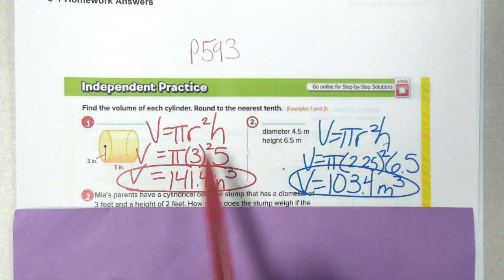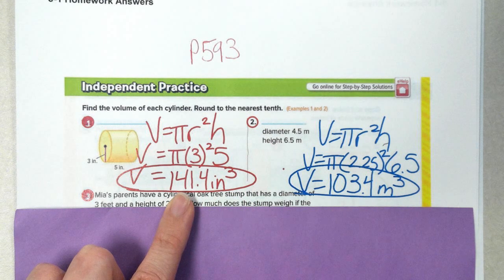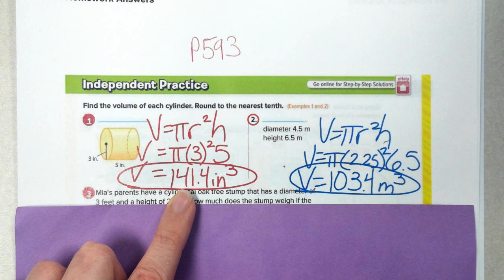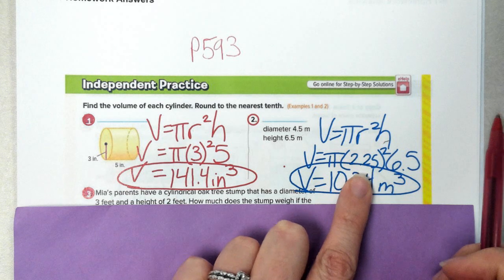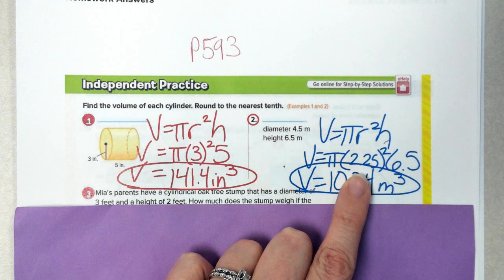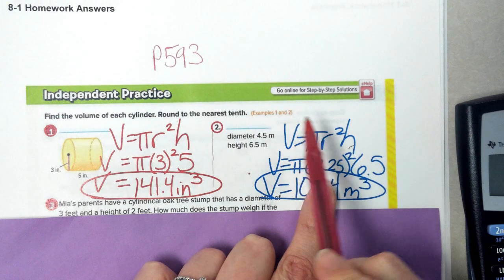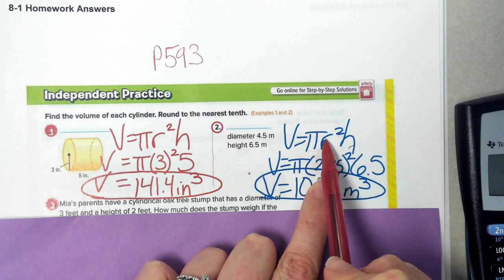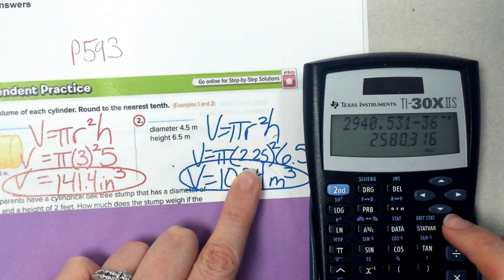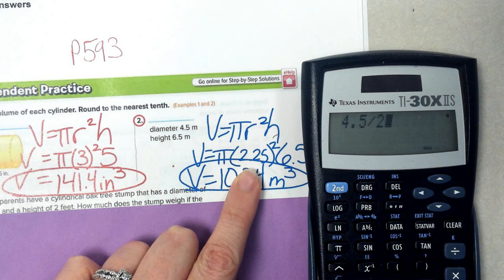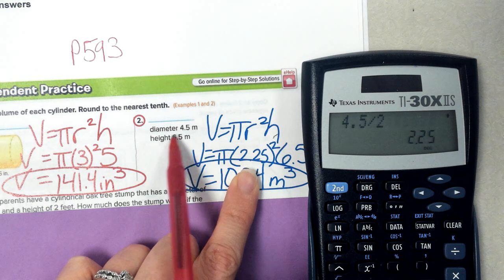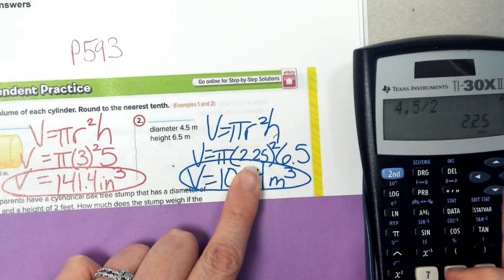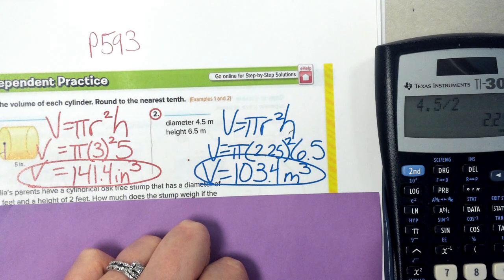When you multiply that all out, when you round to the nearest tenth, it is 141.3 inches cubed. Make sure it is cubed because we are talking about volume. On this one, they did not give us the radius. They gave us the diameter. Remember, diameter goes all the way across the circle, and radius goes halfway. So if we took our diameter and divided it by 2, that's where I got this number from. Okay? And then the height was given to us. It was 6.5. So when I multiply all of that together and you round to the nearest tenth, it is 103.4 meters cubed.